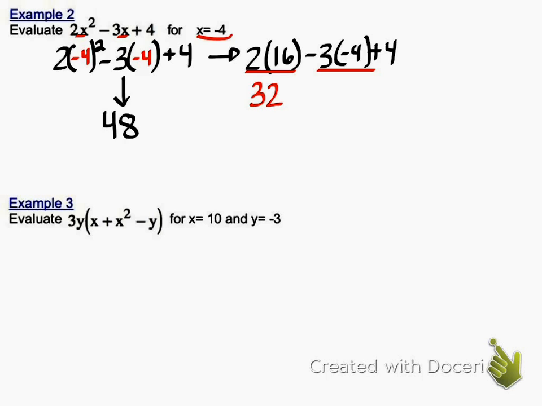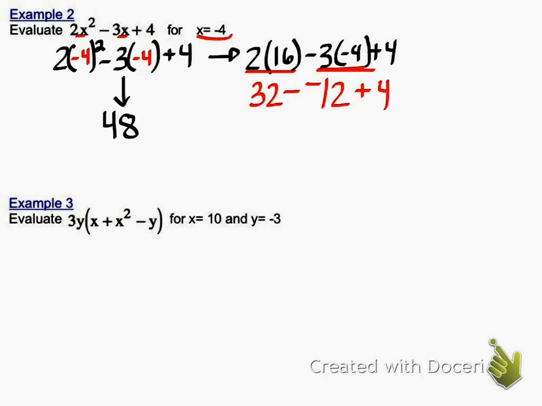Now I'm going to do multiplication. So I'm going to do 2 times 16 minus 3 times negative 4. 3 times negative 4 gave me a negative 12. So be really careful there. It's a negative 12 being subtracted. And then I have plus 4.